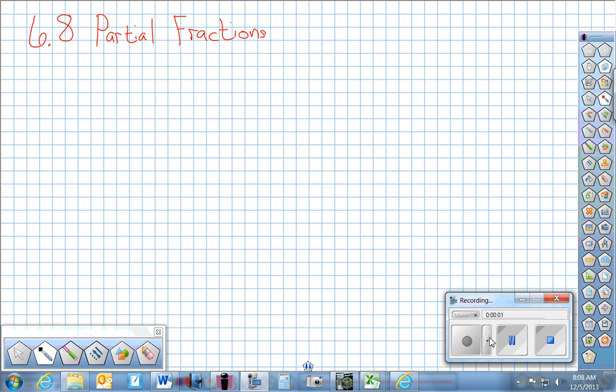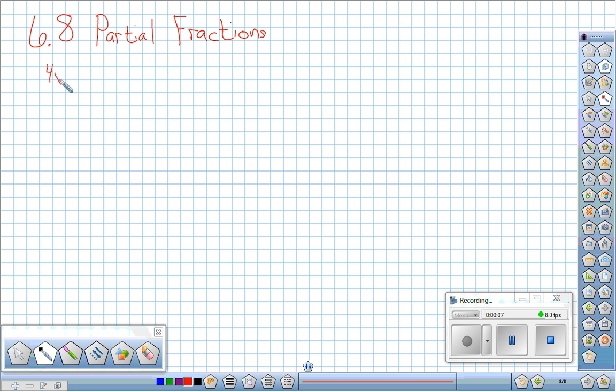1.8 for partial fractions. Sometimes it is useful to... what we've always done in the past is had fractions or rational functions that look like this. And we're happy with that because this is what we've been trying to get it in the form of.